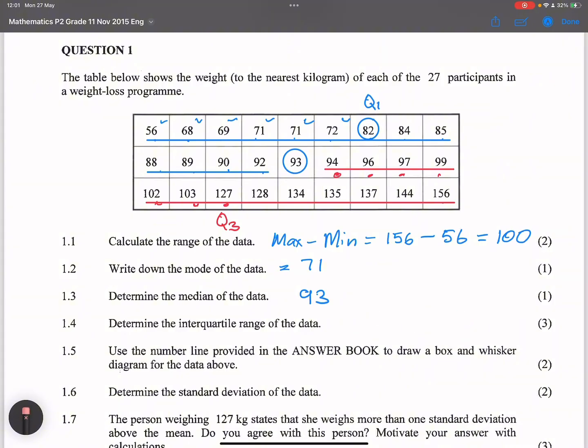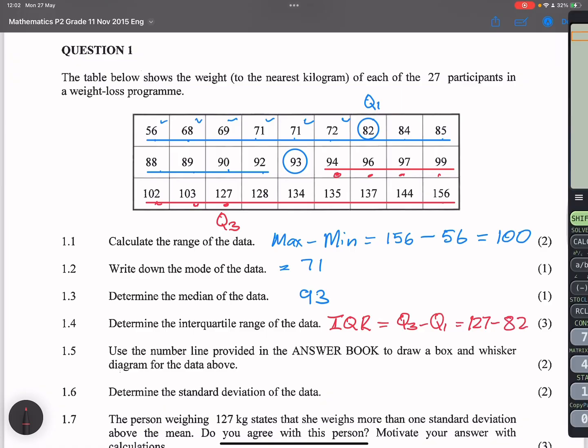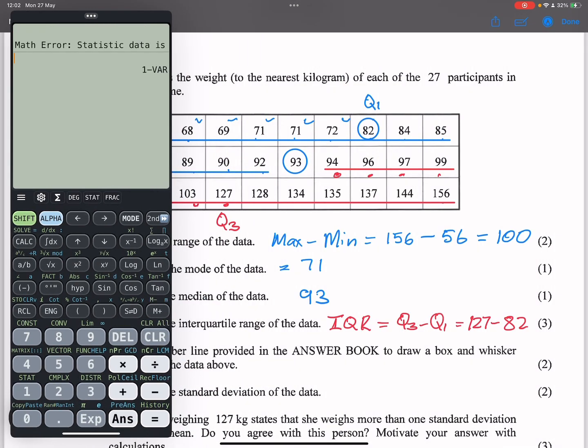To calculate the interquartile range, I'll simply say that's Q3 minus Q1. I don't have enough space there, I'm just trying to squeeze it in. So that's 127 minus, in this case, 82. Let's see what we get there. That's 127 minus 82, and we get 45. So our IQR is 45.